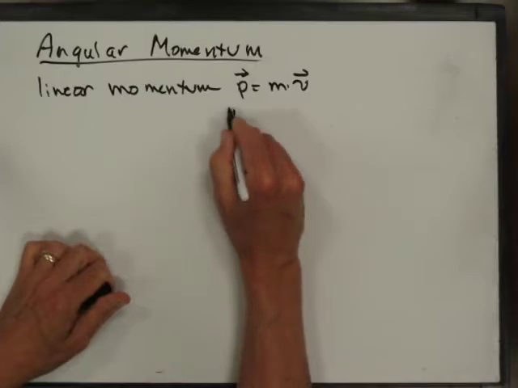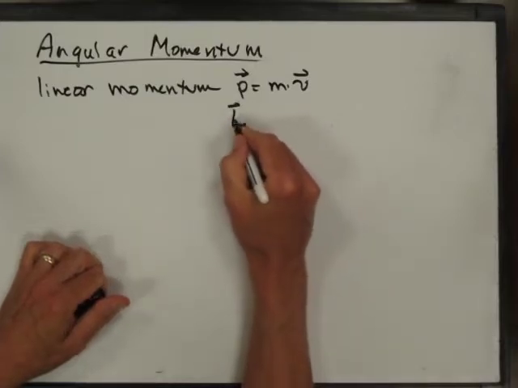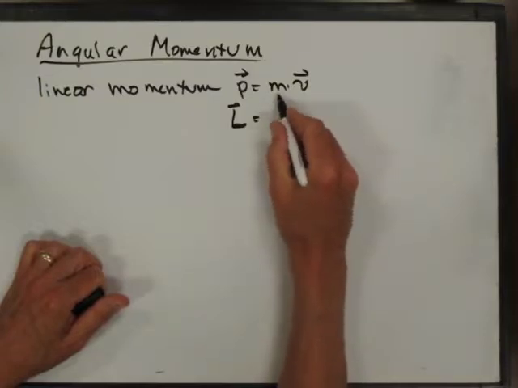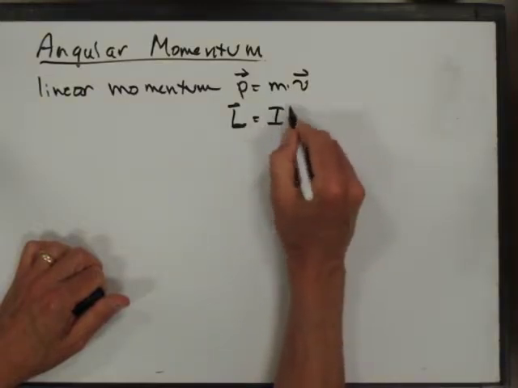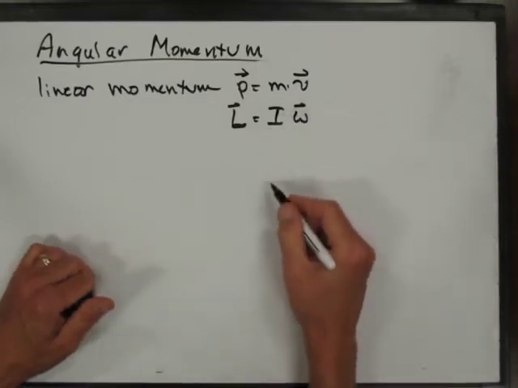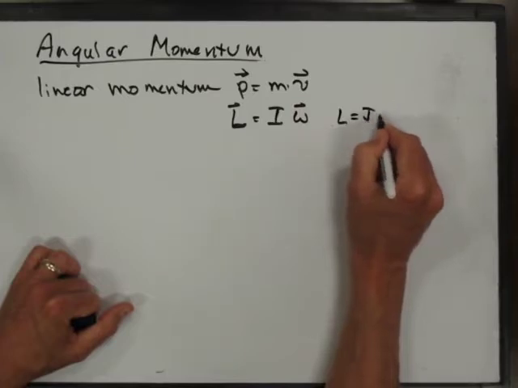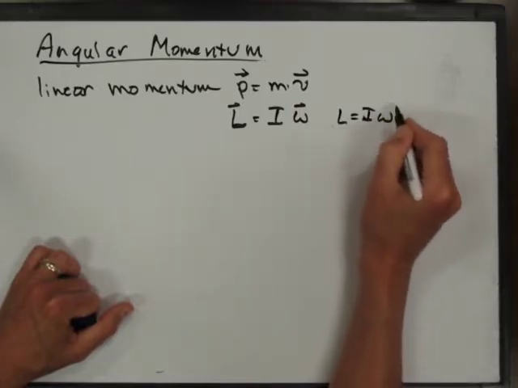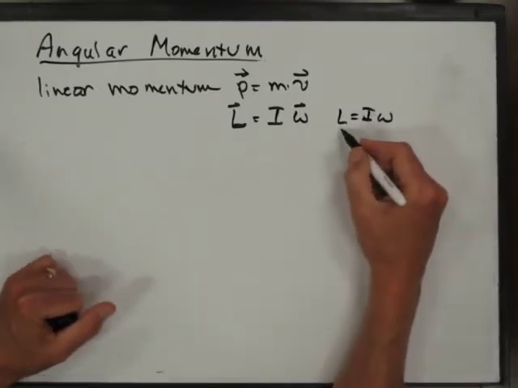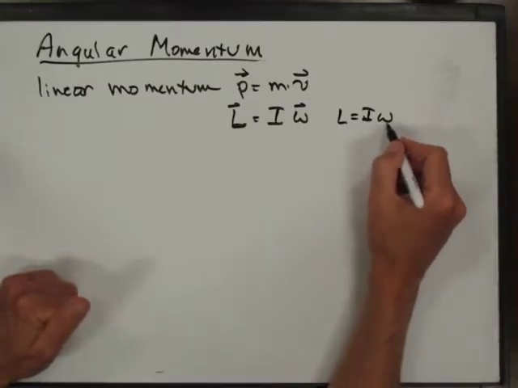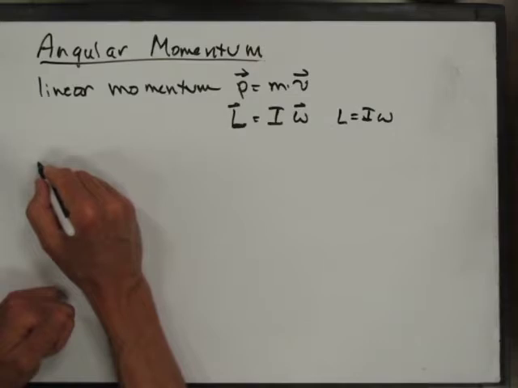And so angular momentum is given the designation L, the letter L. If we use the rotational equivalent of mass, we have an I here. And if we use the rotational equivalent of velocity, we have angular velocity here. And so in one dimension, we just say L is equal to I omega. So if you want to know the angular momentum of something, you can calculate that from its rotational inertia times the angular velocity.